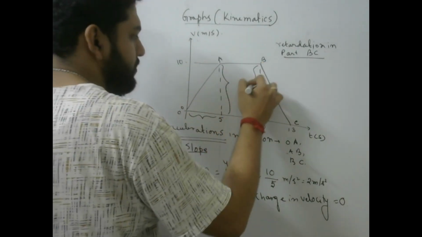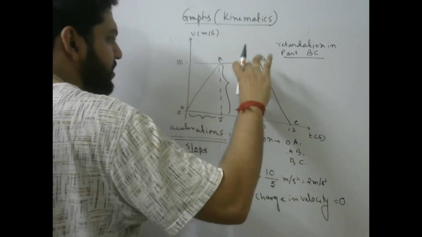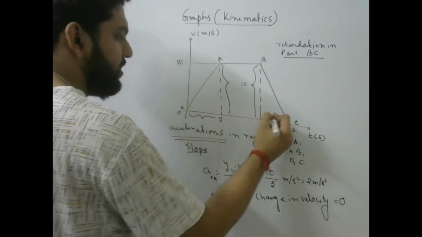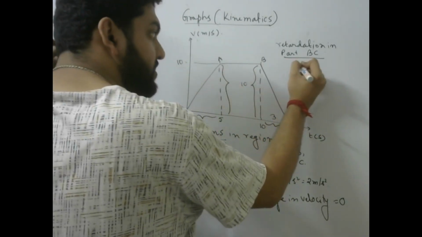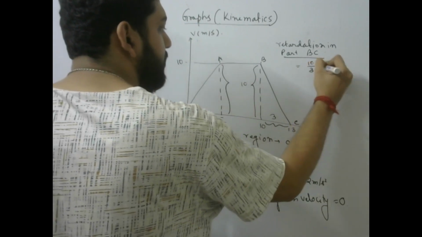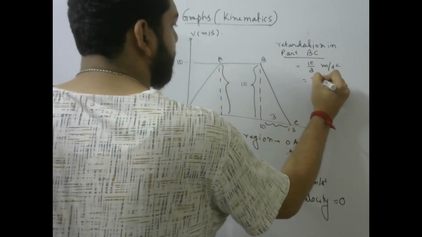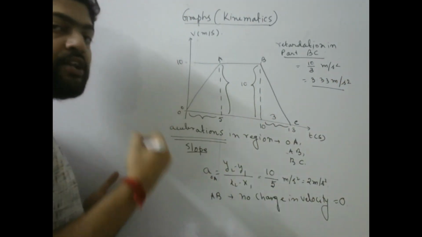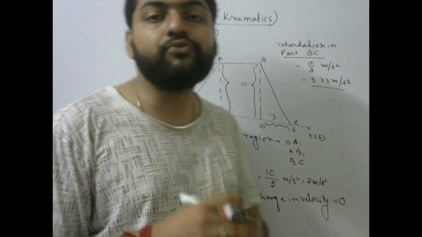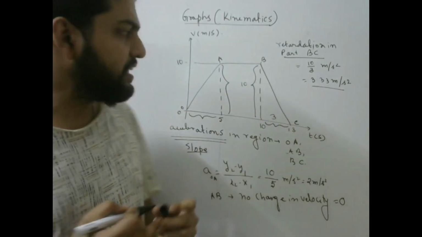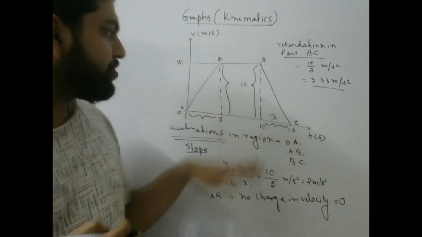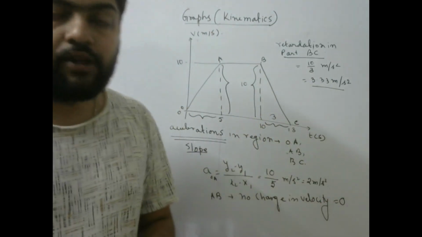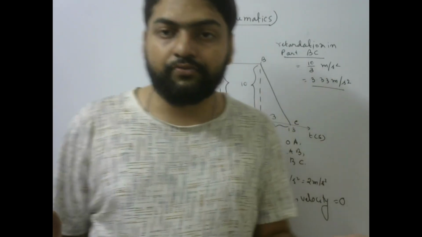So what is the height? Again this height will be similar to this. So this is your 10, and the base of this right angle triangle is 3. So retardation is nothing but 10 by 3 meter per second square, that is 3.33 meter per second square. If we are willing to represent the retardation in terms of acceleration, we will use an additional negative sign. So hopefully this is clear how to calculate the acceleration and retardation from the slope of a given graph.